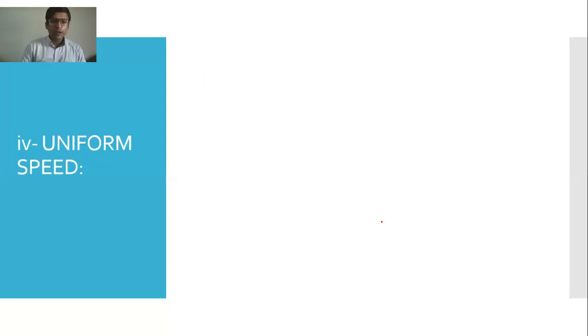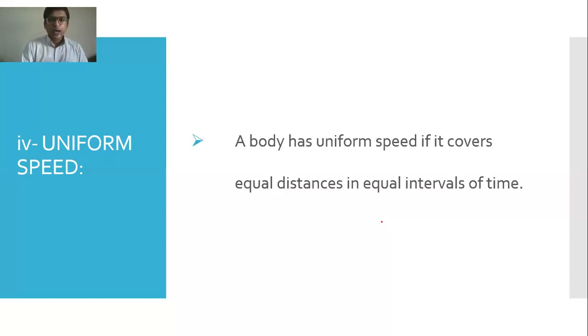Now, what is uniform speed? First you have to understand the word uniform. Whenever you talk about physics, the word uniform means which does not change. Uniform means in the same manner. So what is its definition? A body has uniform speed if it covers equal distances in equal intervals of time. So what does it mean to cover equal distances in equal intervals of time?